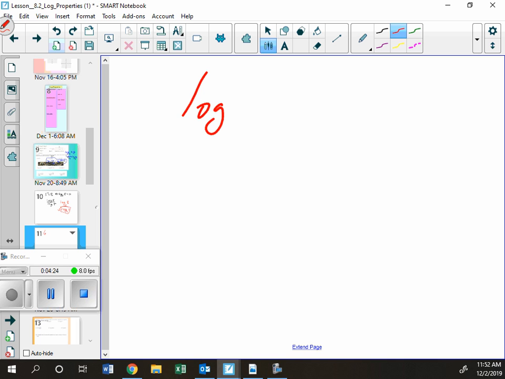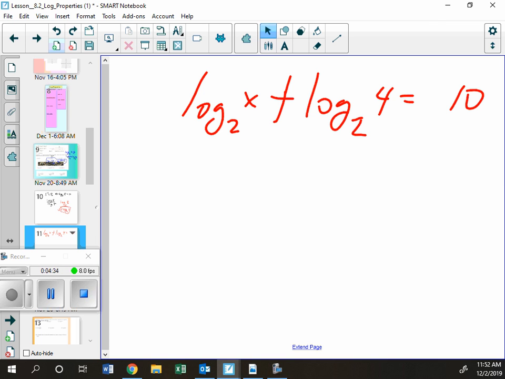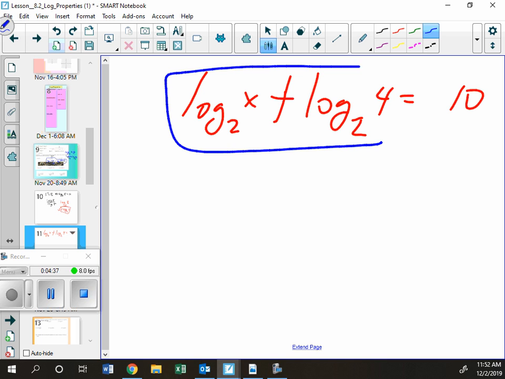If I have log base 2 of x plus log base 2 of 4 equals, let's say, 10, you will never solve a log problem unless you get it down to just one log on each side. Sometimes there isn't even one on each side, but you get it down to one log or you can't solve them. So that needs to be condensed.